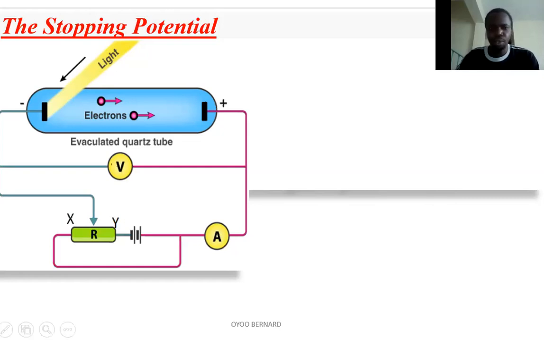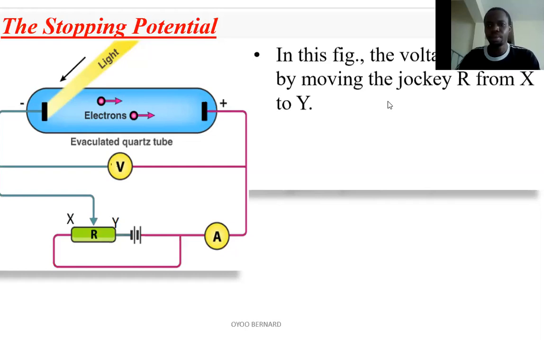Yes, so there is also an ammeter here, just measuring the current. In most cases, a milliammeter is used because the current may be little. So for you to have a proper deflection, you need a milliammeter in that case, rather than an ammeter. Okay. So in this figure, the voltage is varied by moving the jockey R. The jockey is a movable contact from X to Y.